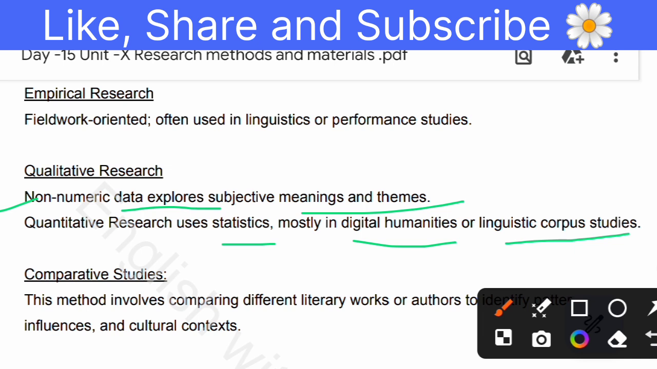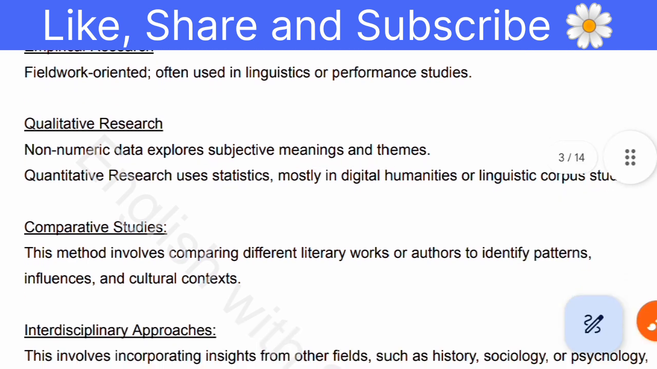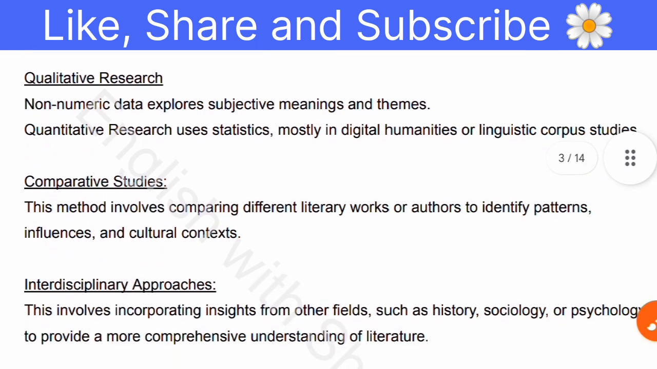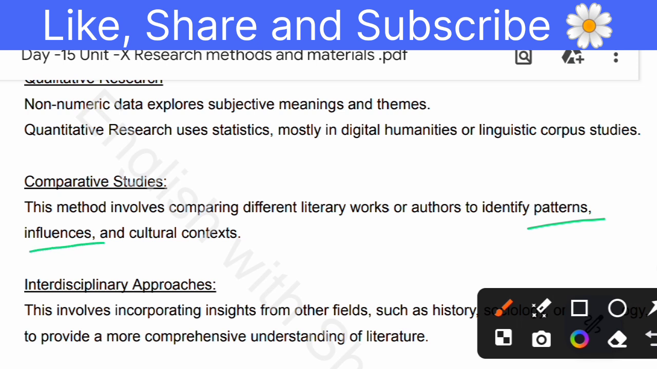Comparative studies we have. This method involves comparing different literary works or authors to identify patterns, influences, and cultural context. This is the comparative. That means this method involves comparing different literary works or authors. You use these comparative studies to differentiate or to compare the different literary works or authors and identify in which pattern the work is different or compared to the other writers.